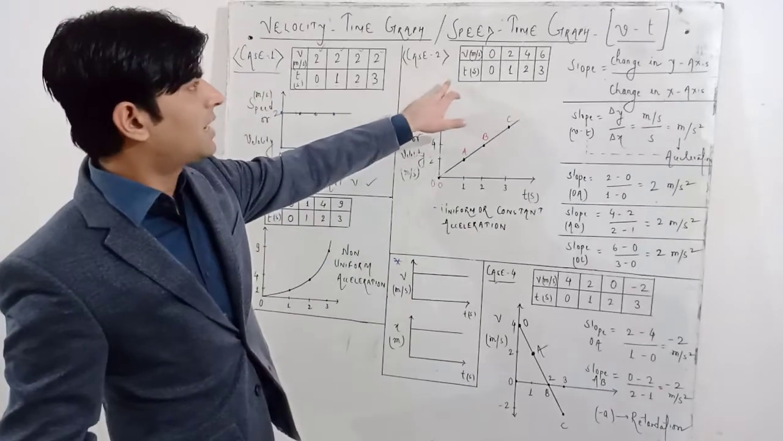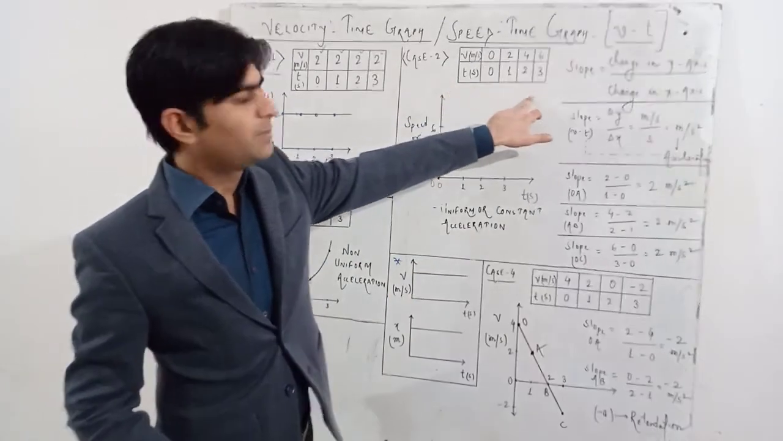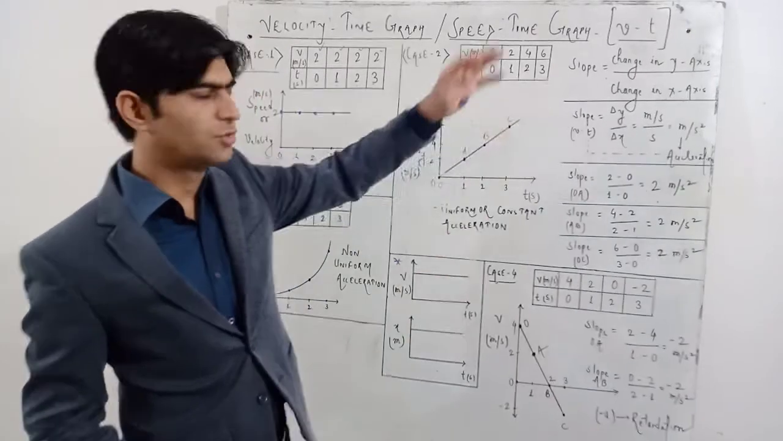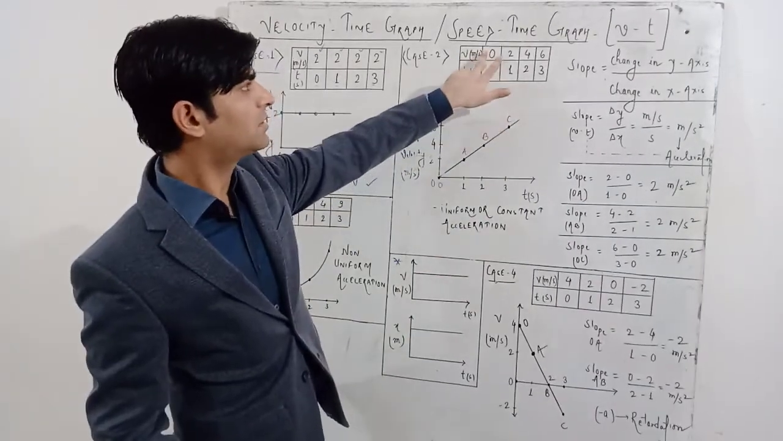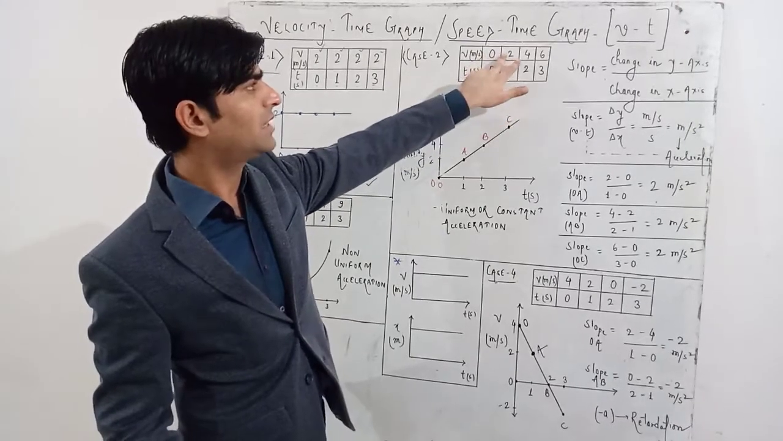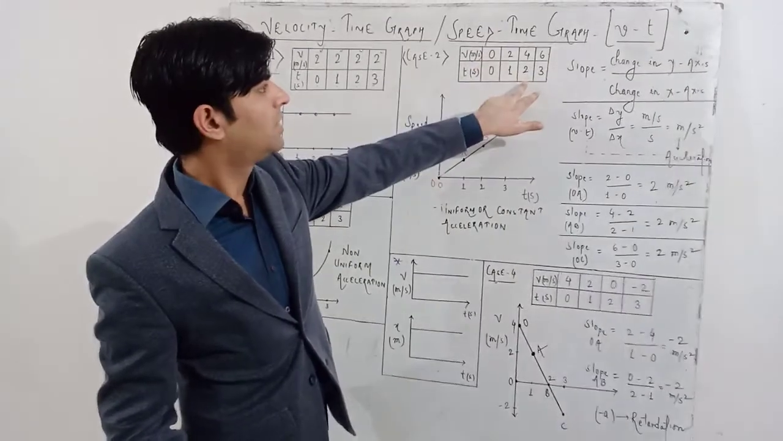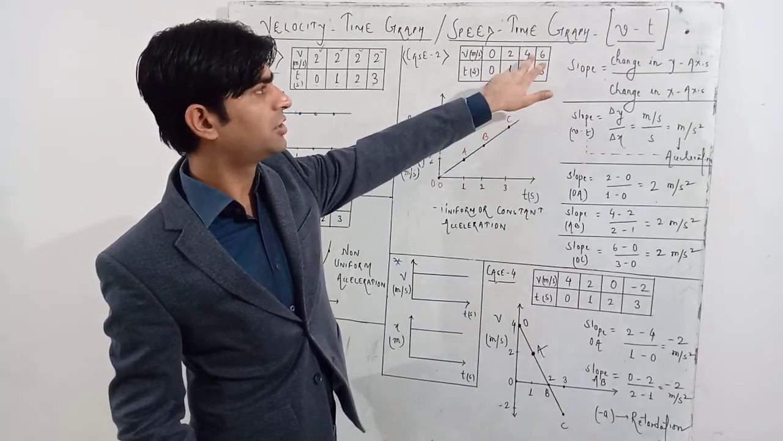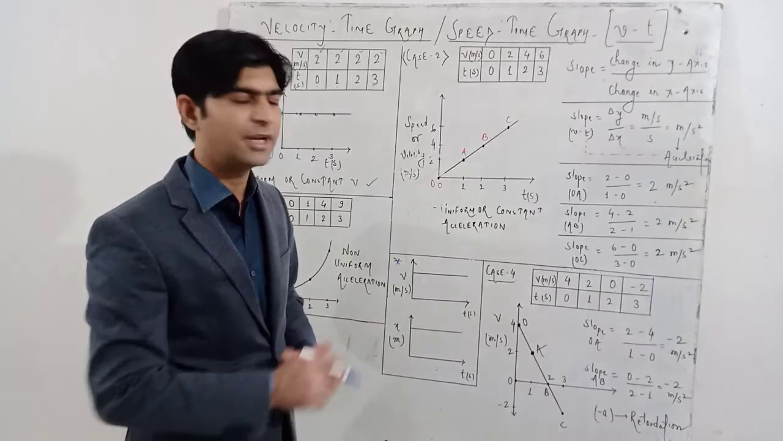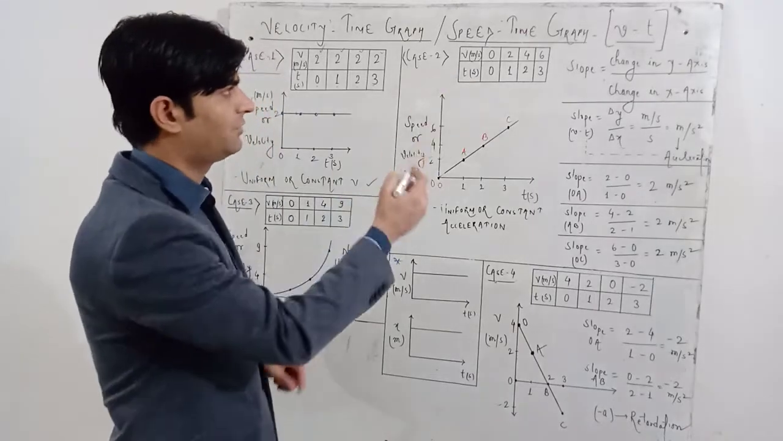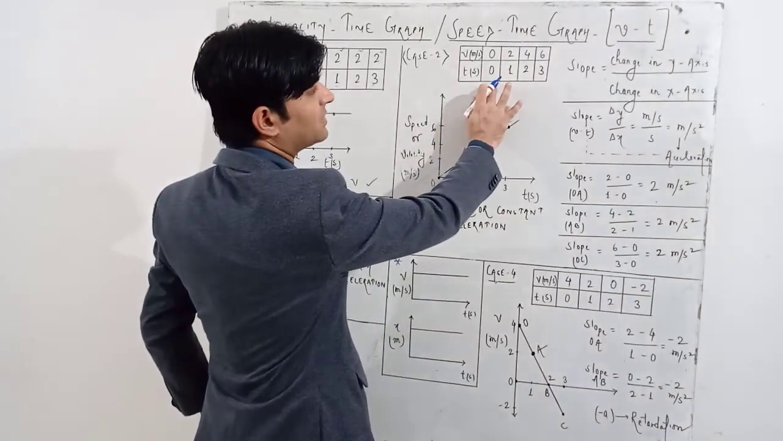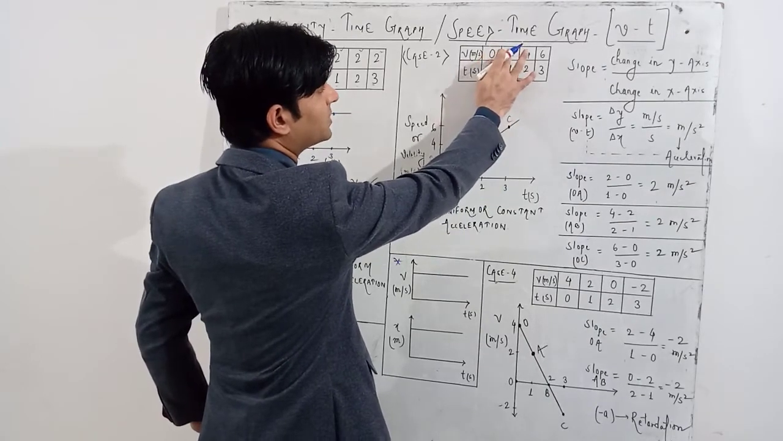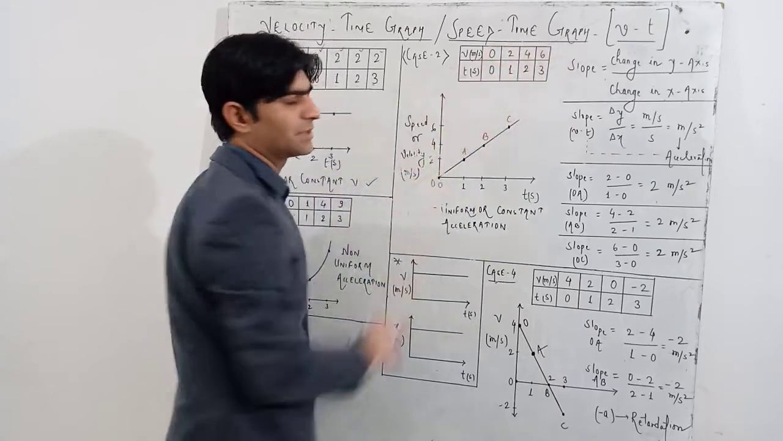If you see here, again I have taken the time interval to be the same: 0, 1, 2, 3 and so on. At 0 second the velocity is 0. At 1 second I have taken the velocity to be 2 meter per second. At 2 second the velocity to be 4 meter per second. At 3 second the velocity to be 6 meter per second. So again if you draw this graph, you will get a straight line. The time interval is the same, 1 second, 1 second, 1 second, and the velocity changes by 2 meter per second, 2 meter per second, 2 meter per second.